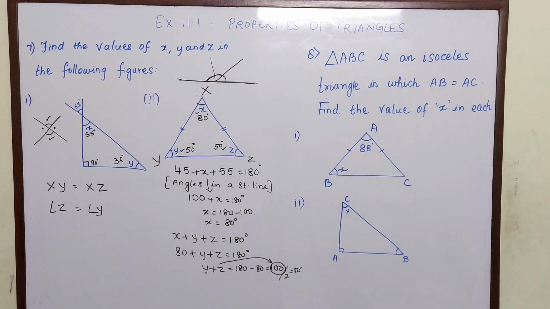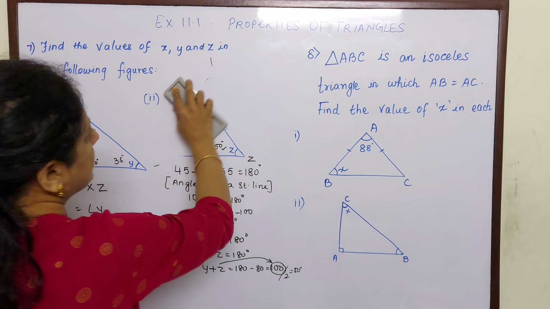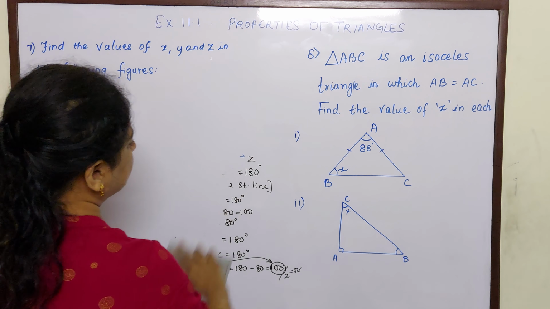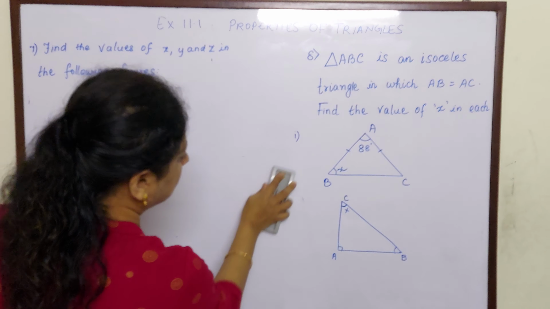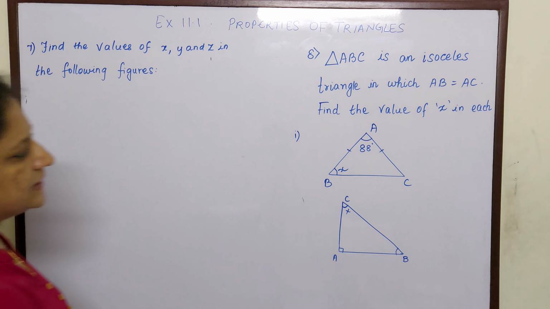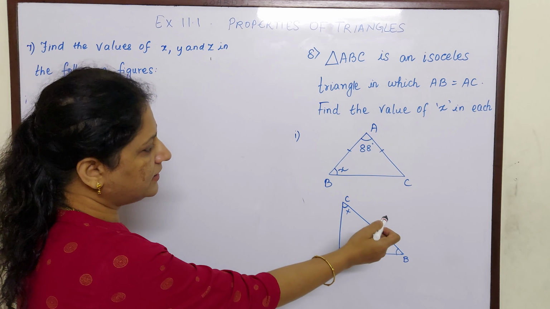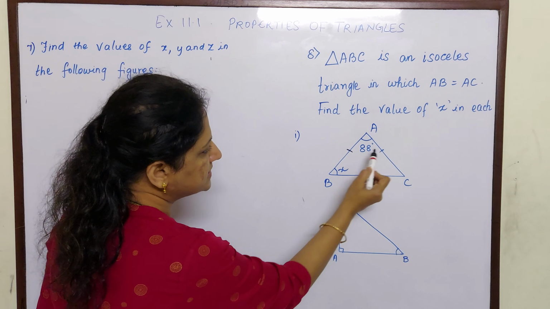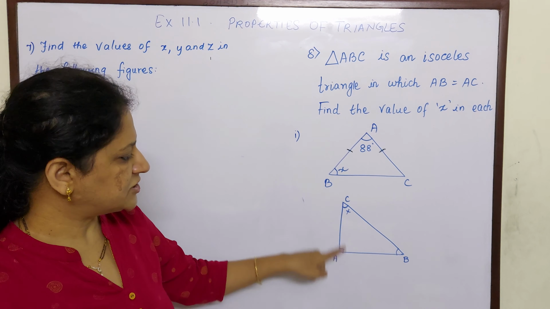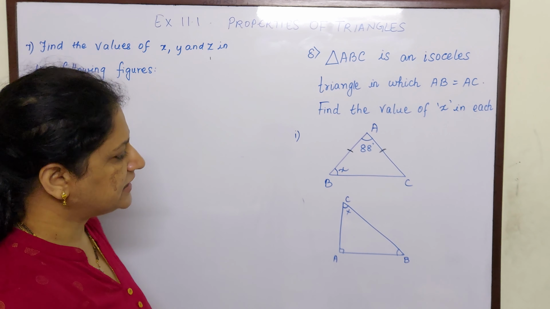Now let us go to the last sum. Now here they have told that triangle ABC is an isosceles triangle in which AB is equal to AC. Okay. So here they have written that this is also an isosceles triangle and AB is equal to AC. Find the value of x in each. So you have to find the value of x in each.